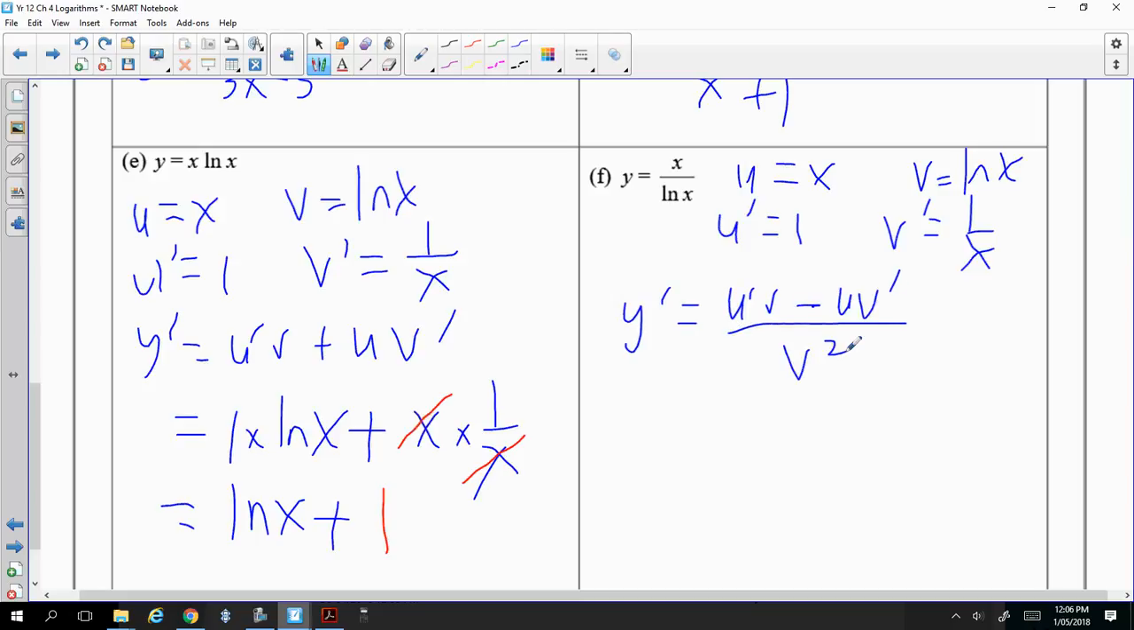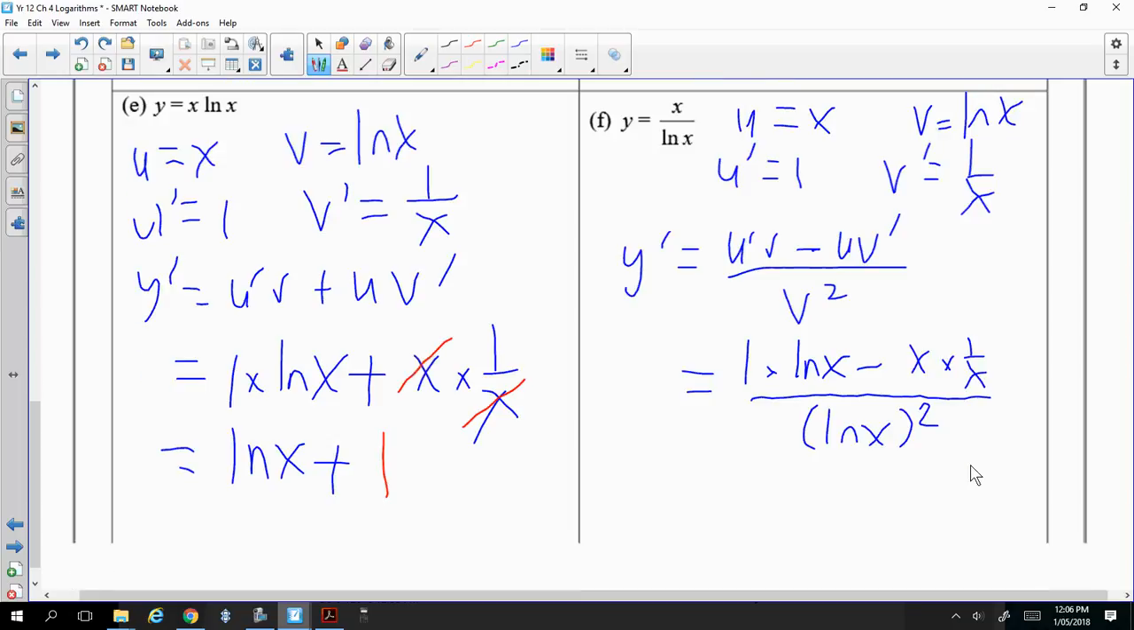And then u dash is 1 multiplied by ln x minus u, which is x times 1 on x, over ln x squared. And then things get cancelled, so x and x get cancelled, you get 1 ln x over ln x squared in brackets. All right, any question?